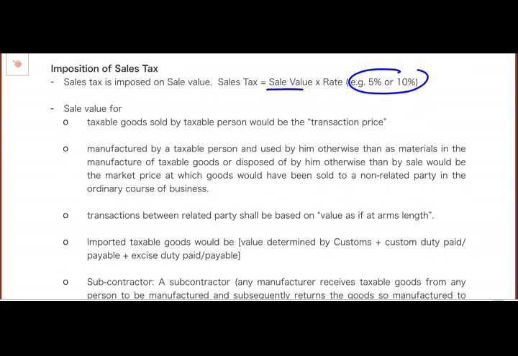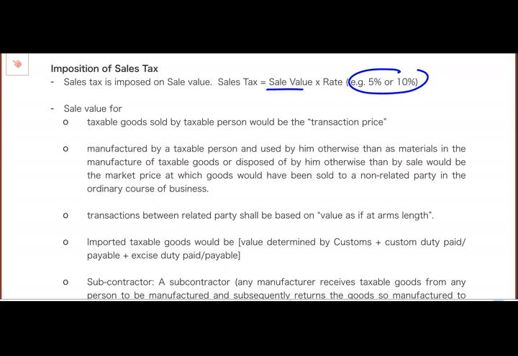Questions normally will tell you the rate. If the question is silent, if the examiner forgot, then you just make an assumption. Let's say that sales tax rate is usually 5 or 10%, I assume it's 5% in this case. You're not expected to know what the percentage is for what item. So the imposition of sales tax is based on the sales value times the rate.